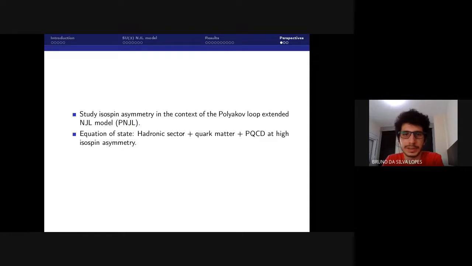For perspectives of this work, we'll try to implement it considering the Polyakov loop extended NJL model. And we want to build an equation of state considering an isospin asymmetry.